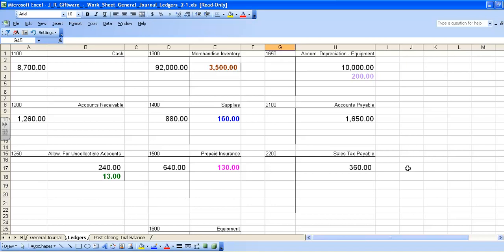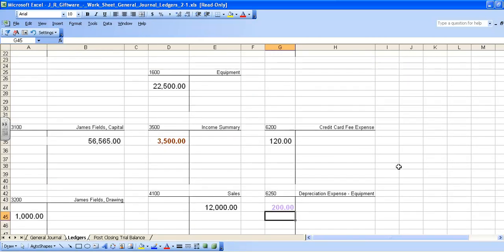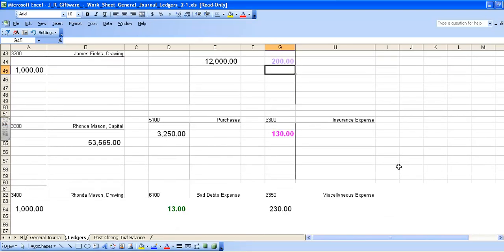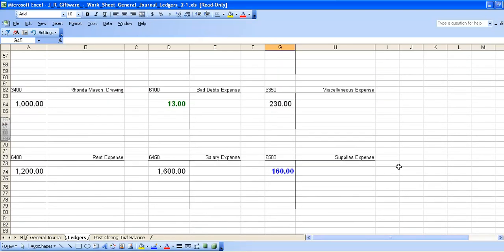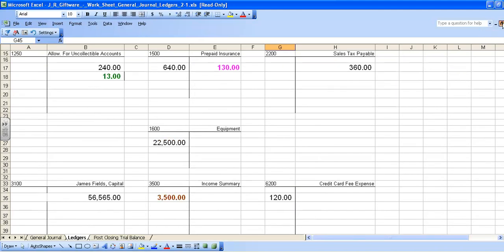Alright, so I have posted everything. I'm just going to scroll down slowly so that you can see where I have posted things and where you should have numbers. And then we are going to go back and we are going to do the closing entries. Okay, so hopefully that part has made sense to you.